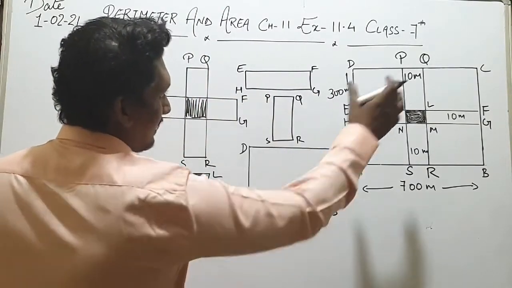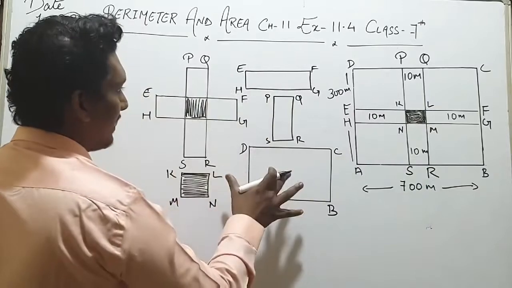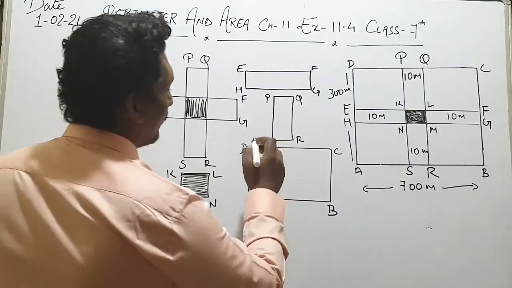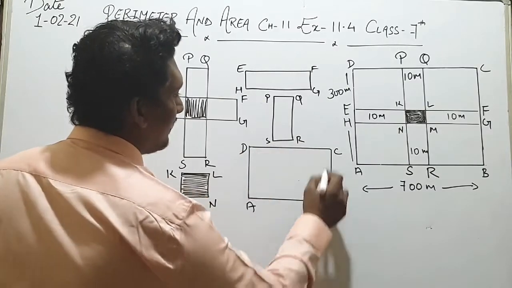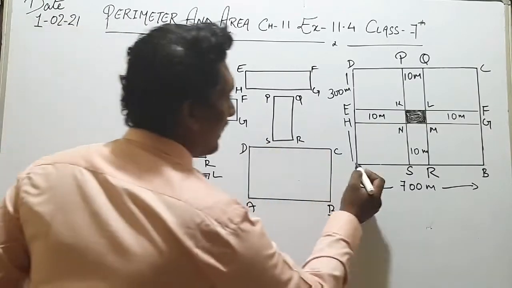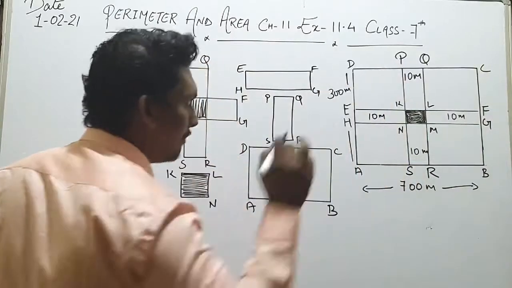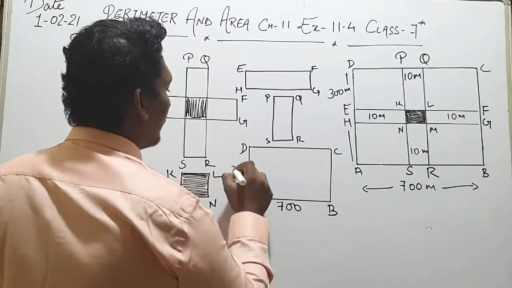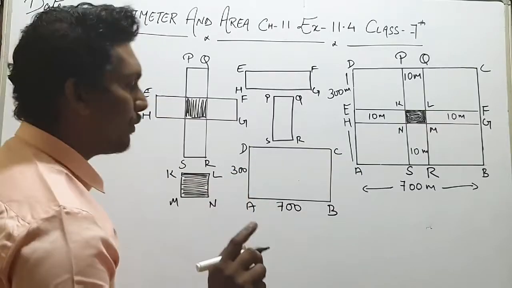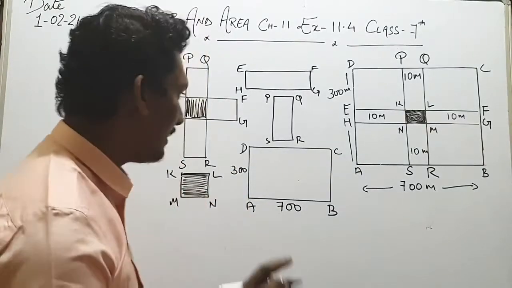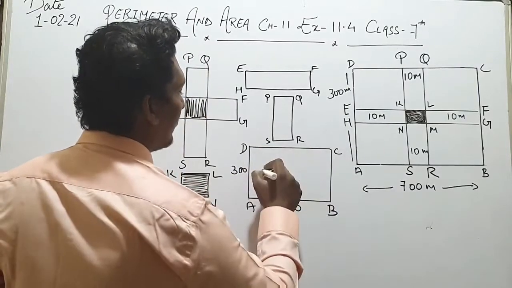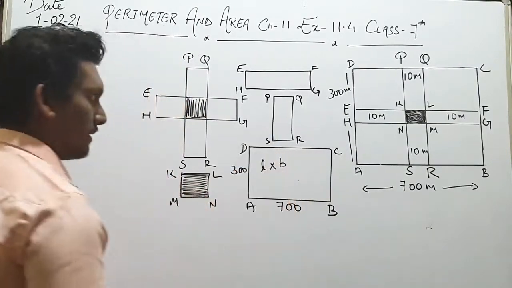I have separated each and every figure separately. First we are talking about ABCD, the big rectangle, whose length is 700 and breadth is 300. The first thing you have to do is find the area of the big rectangle ABCD, that is length into breadth, okay.